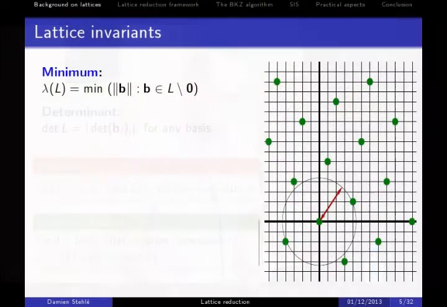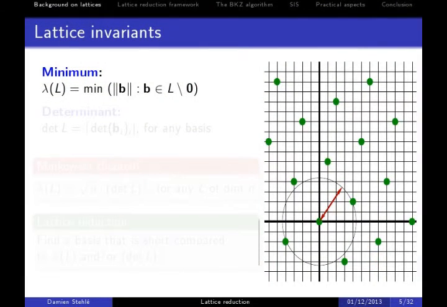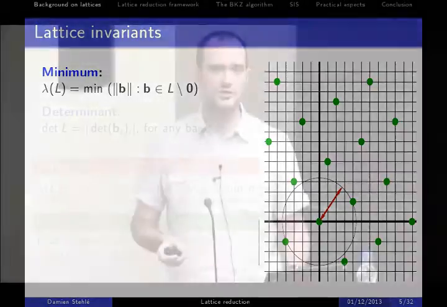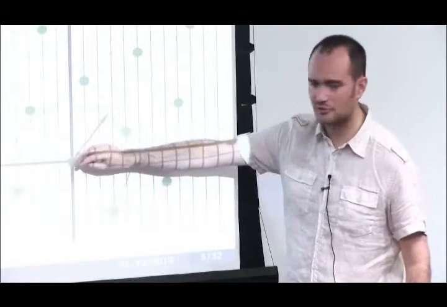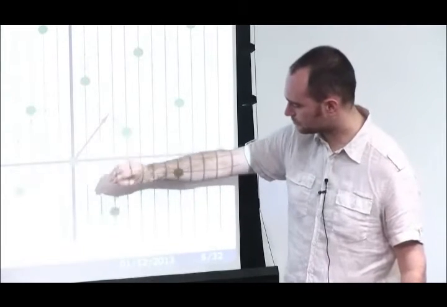Okay, so how do we measure short? We measure short by comparing with lattice invariants. And there are two very important lattice invariants. One is the minimum of a lattice. So how do I define the minimum? I take a ball around 0, a very small ball. So 0 is always in the lattice, so it's not a very interesting point in the lattice.